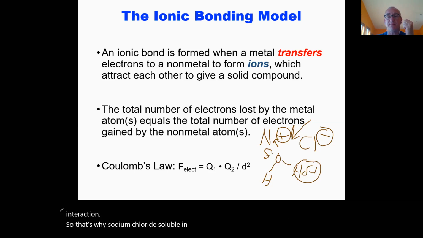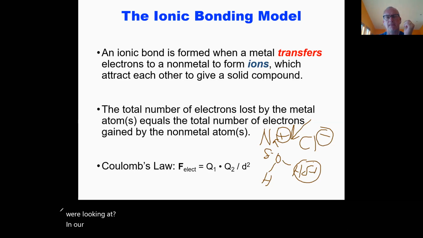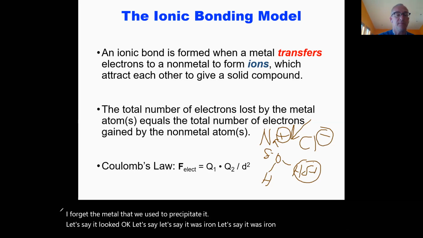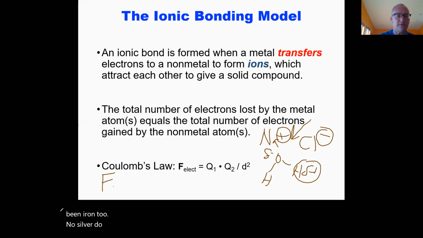But if you have something like, I think what we were looking at, iron arsenide, something like that. What was the arsenide ion we were looking at in our lab? I forget the metal that we used to precipitate it. Let's say it was iron. Let's say it was iron 2. I think it might have been iron 2. No, it was silver. Duh. Let's look if it was iron 2.